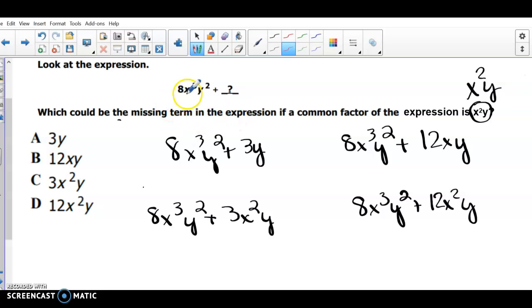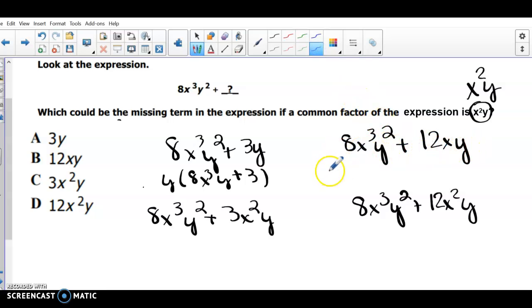And all I did was take all four of my answer choices and put those in the space of the blank. So plus 3y. The only thing that I can take out of this is a y. And when I take that out, I'm left with 8x cubed y plus 3. That's not going to be a factor.